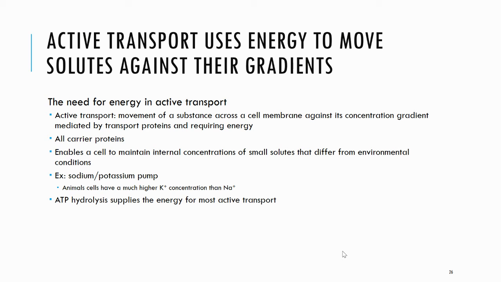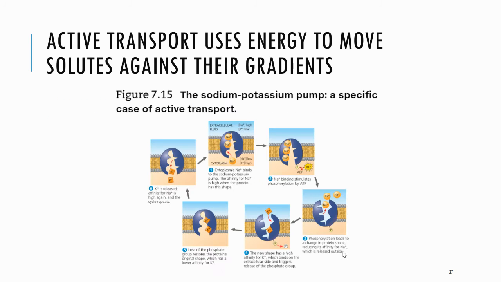Moving on to active transport. Active transport does require energy because we're moving things against their gradient. So we're moving something from low concentration to high concentration. It requires carrier proteins, and an example here would be the sodium-potassium pump. So animal cells will have more potassium than sodium on the inside of the cell because of how that pump works. And ATP hydrolysis, so breaking off that third phosphate group, supplies the energy for active transport.